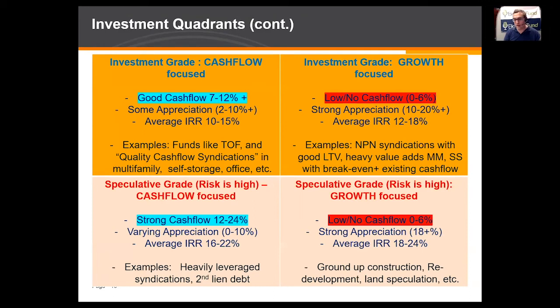Speculative grade, quadrant 4, growth focused, same type of risk. The cash flow non-existent or very low, and there's all kinds of risk, but the projected appreciation has to be strong. Otherwise, why invest? These projects in quadrant 4 could be phenomenal investments in a good market. So a lot of condo developments have been popping up while the market has been good, and they continue to build condos, but the markets are softening up.